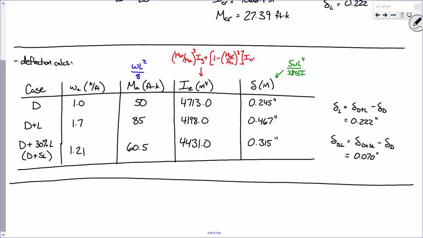Now, a couple things before we do total deflection. We need time-dependent factors, or I guess we'll just call this long-term multipliers. Okay. Now, our rho prime is what again? Zero. And it is zero because there is no compression steel. Okay. All right.